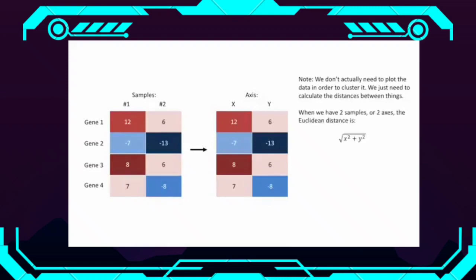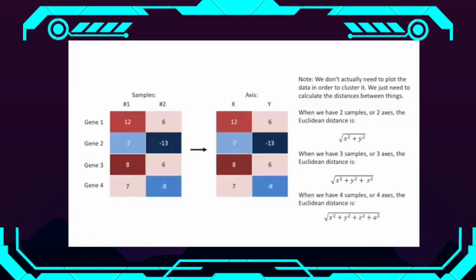When we have 2 samples, or 2 axes, the Euclidean distance is the square root of x squared plus y squared. When we have 3 samples or 3 axes, the Euclidean distance is the square root of x squared plus y squared plus z squared. And when we have 4 samples or 4 axes, the Euclidean distance is the square root of x squared plus y squared plus z squared plus a squared, etc., etc., etc.